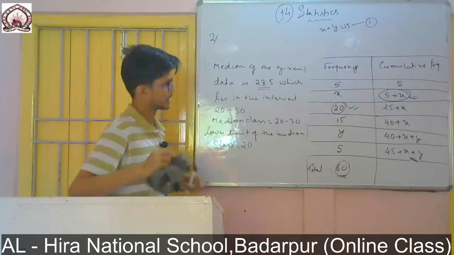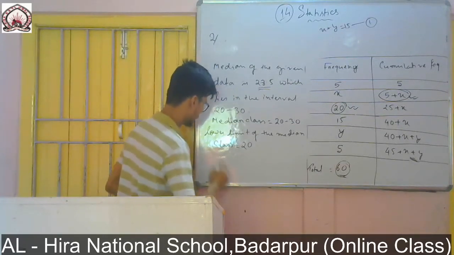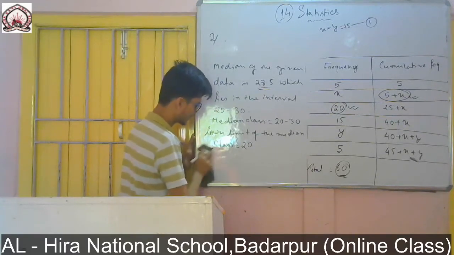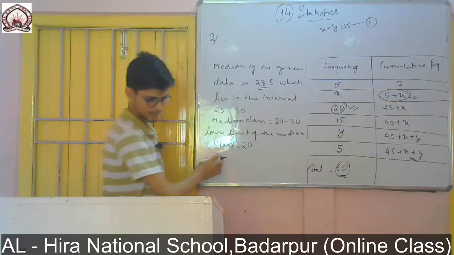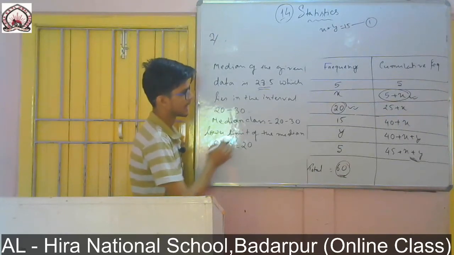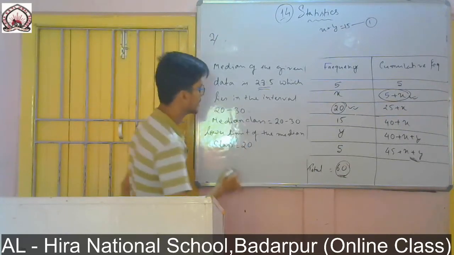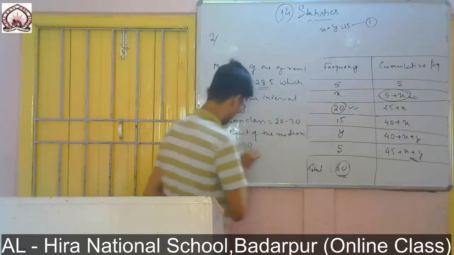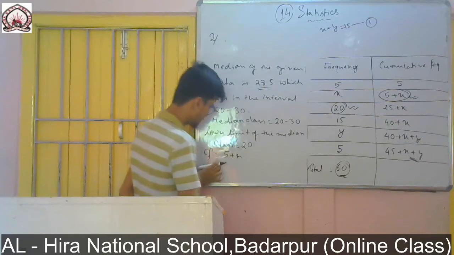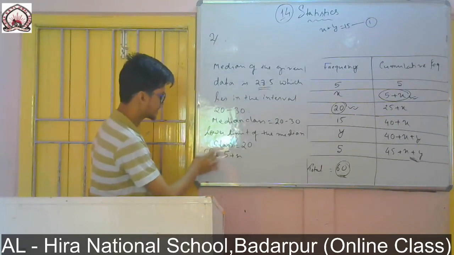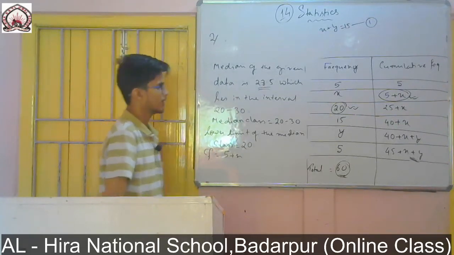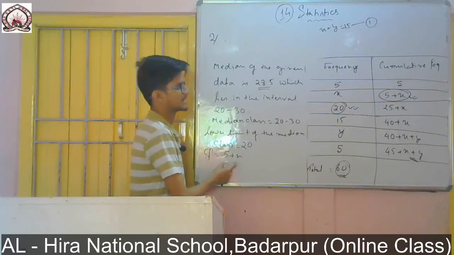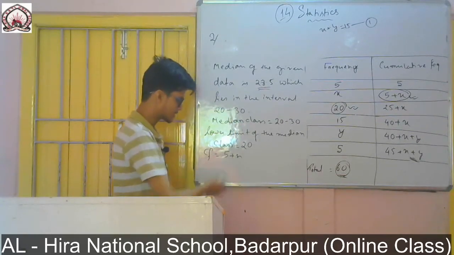You write like this: cumulative frequency of the class preceding the median class is equal to, I am writing directly, Cf is equal to 5 plus x. You write here that cumulative frequency, in bracket Cf, of the class preceding the median class is equal to 5 plus x.